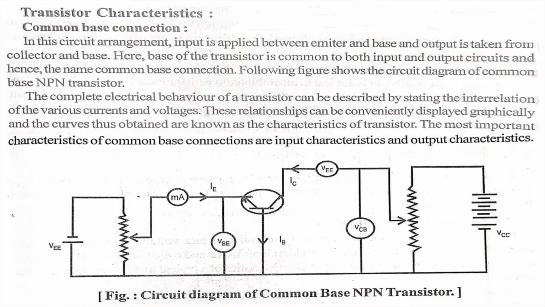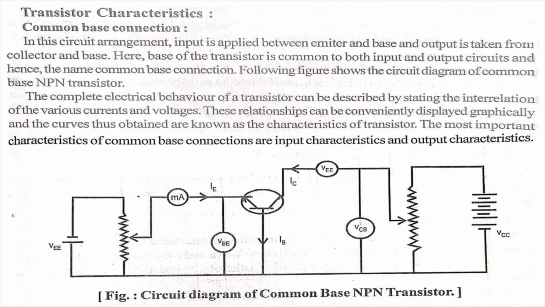Now the complete electrical behavior of a transistor can be described by stating the interrelation of the various currents and voltages. These relationships can be conveniently displayed graphically, and the curves thus obtained are known as the characteristic of transistor. The most important characteristics of common base connection are input characteristic and output characteristic.